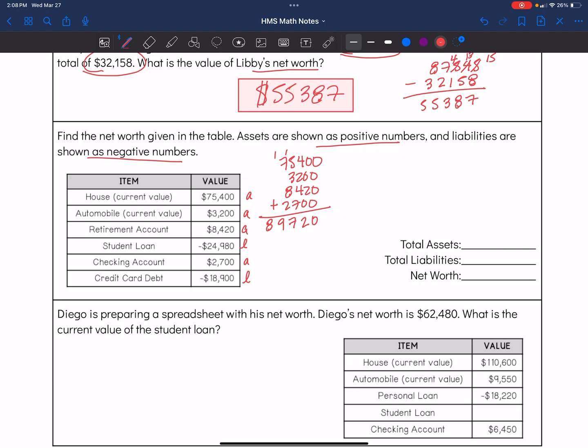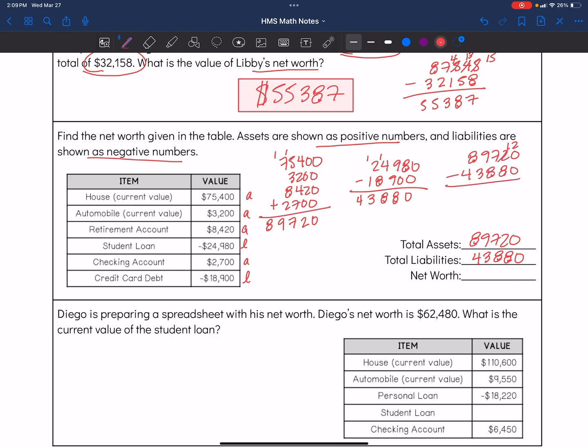Now for my liabilities, I'm putting together how much she owes on student loans and how much credit card debt she's in. Whew, girlfriend, that's a lot. Okay, I'm assuming this is a girl. Could be a dude. So 5 plus 8, 13. That's what, 4? Okay. We currently have $89,720 in assets, but we owe $43,880. That's a lot. So now I'm going to subtract those two guys to get my total net worth.